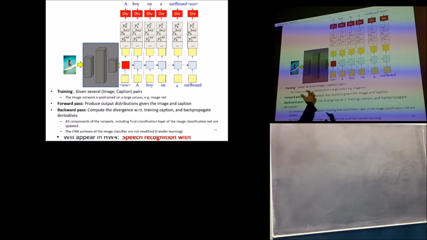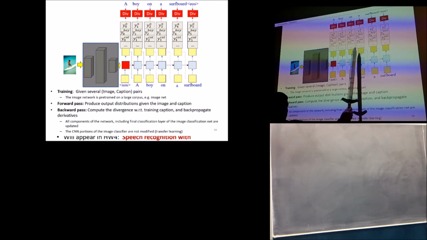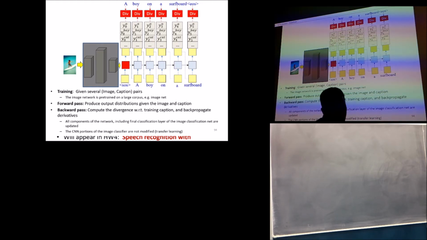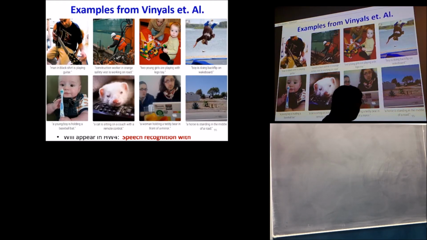So you compute this divergence, and then you can propagate this divergence backward to learn all of the parameters of this network. Typically, the CNN portion of the network is not modified. You keep that fixed. So here are some examples that were taken from the paper that first presented this work.